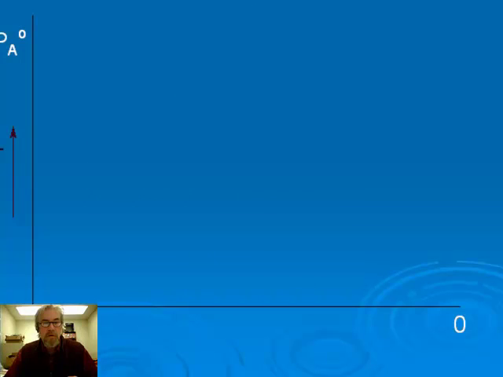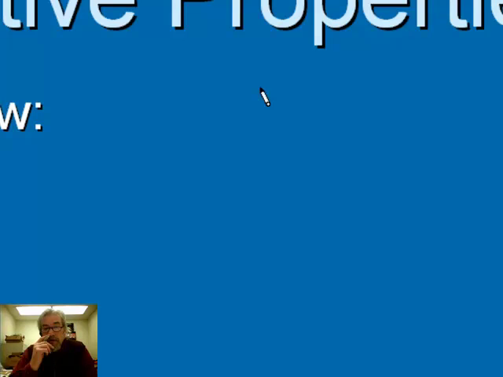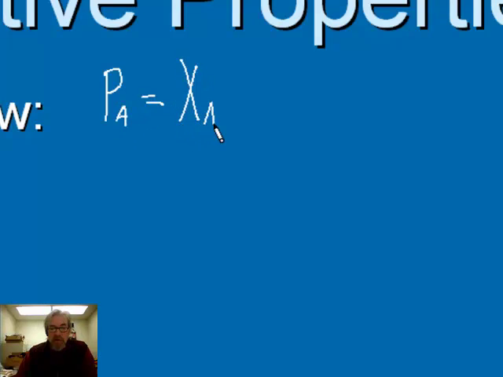This turns out to be a linear relationship, and the name of the relationship is called Raoult's law. The statement of Raoult's law is that the vapor pressure of solvent A, when it's in a solution, is equal to the mole fraction of that solvent times the vapor pressure of that solvent when it's in its pure state.